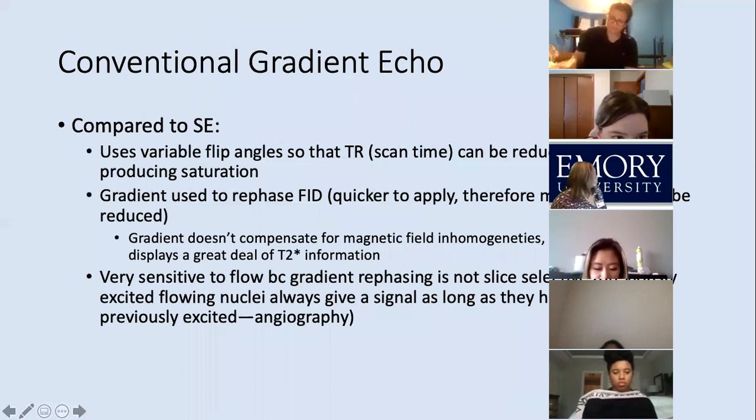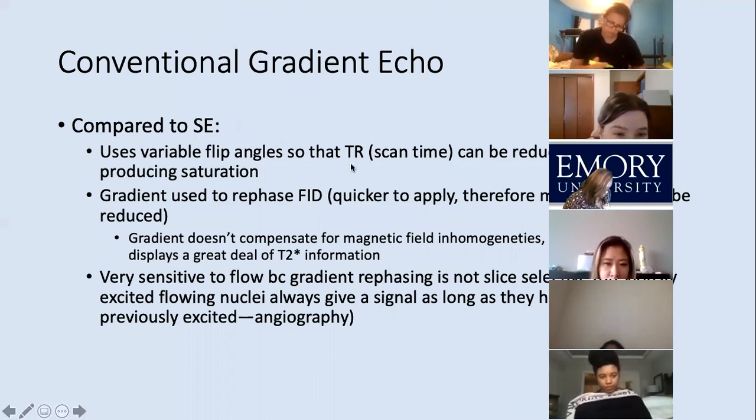All right, so let's compare quickly the difference between a conventional gradient echo and a spin echo. In a gradient echo, you're going to be using a variable flip angle. So just put here less than 90 degrees. That's what variable flip angle means.